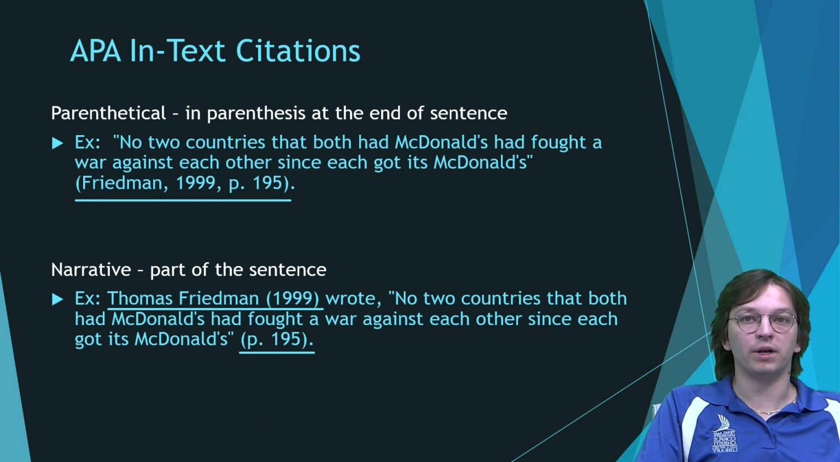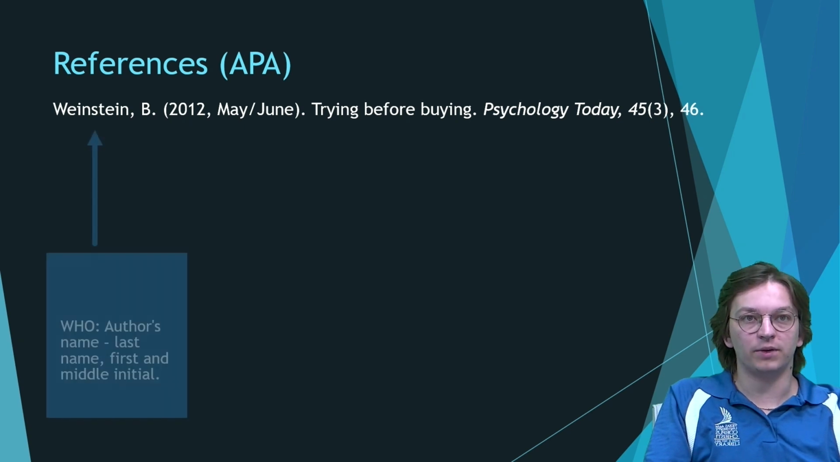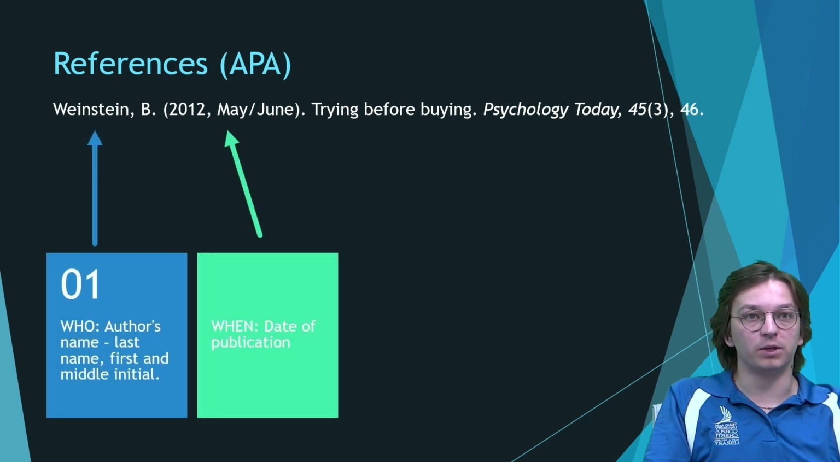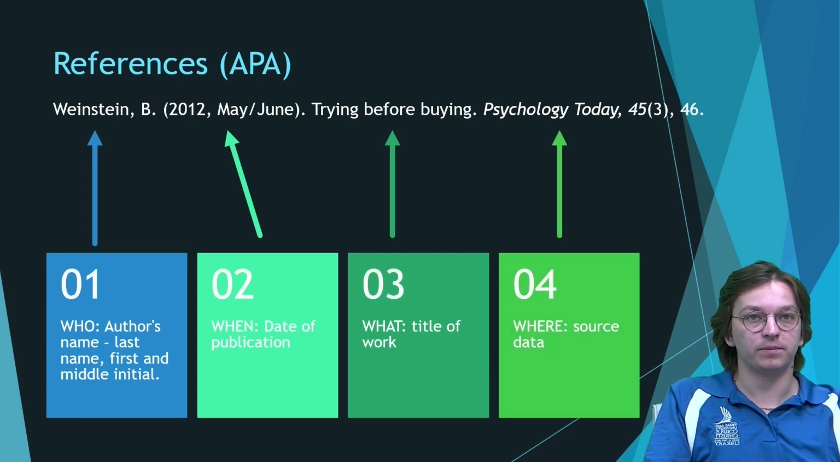It is also worth noting that if you're not directly quoting a source and only referring to the main idea of the text, then the page number does not have to be listed. When it comes to APA bibliographical citation, there are 4 essential questions we should ask ourselves: who the author is, when it was published, what the title of the work is, and where we found it. Here we have an example in which you can see the author's name, the date of publication, the title of the work, and the source data.